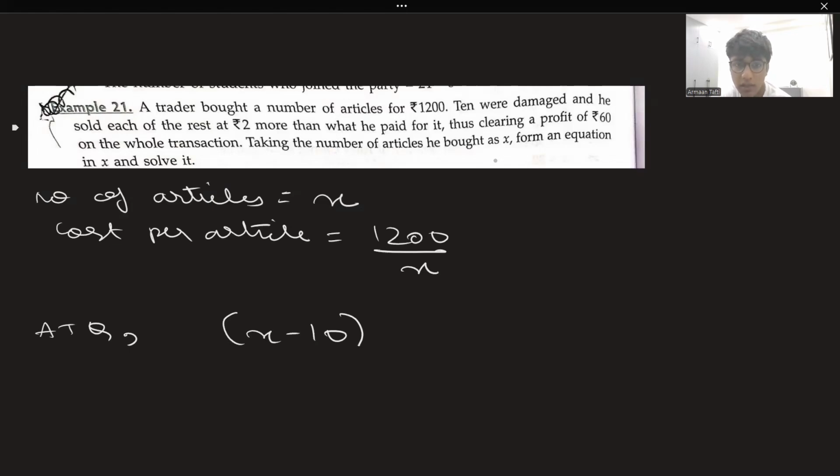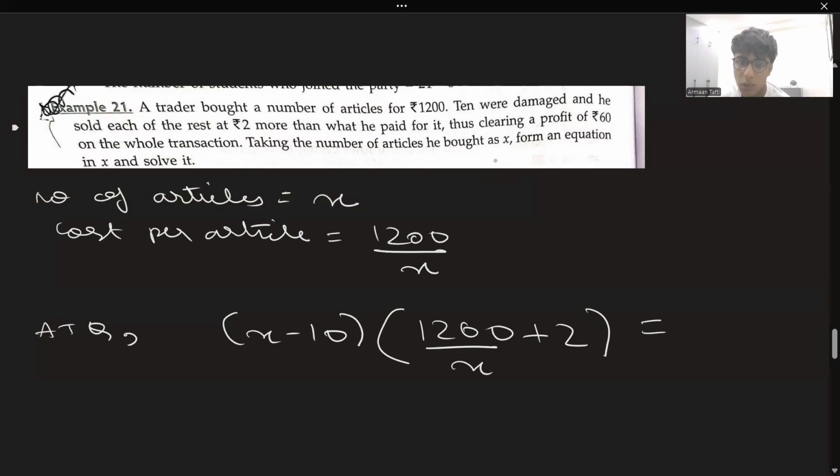And he sold each for 2 more than what he paid for it, right? So 10 were damaged and he sold each of the rest at 2 more than what he paid for it. He paid 1200 by X for it, so it's 1200 by X plus 2. Okay, and now they've told us that this is 1200, right? I told you, always identify the values that don't change. This is 1200.